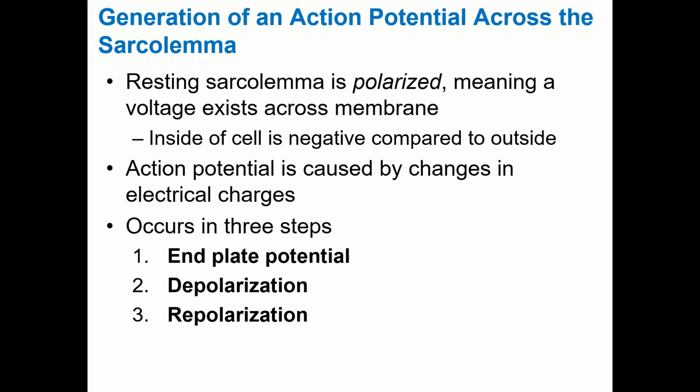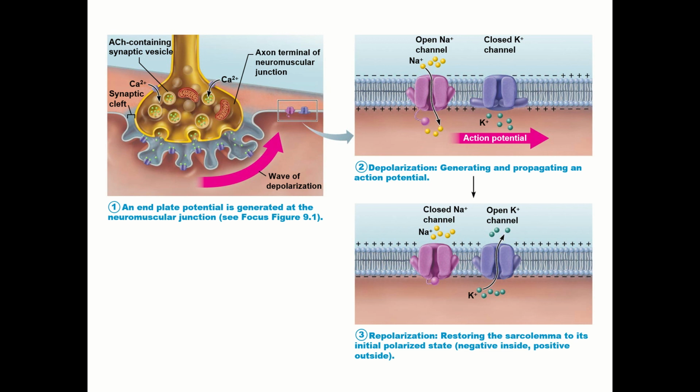So the end plate potential is that negative charge of the inside of the muscle cell. Depolarization is where it goes from negative to positive, and then repolarization is where we reset everything. So we go back to that original resting state, that negative charge.